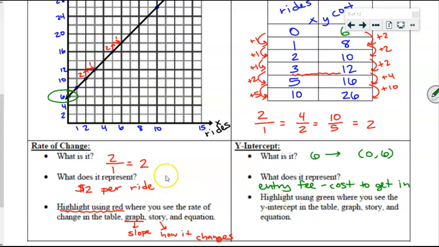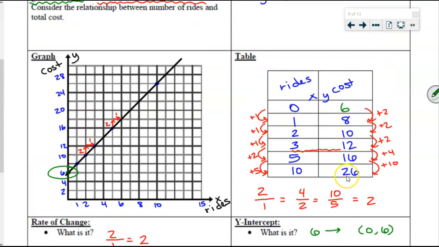We're going to highlight it using green, which I've already done most of the time. Where do I see it in the table? Did you notice that I did that in green? Yeah, I'm going to circle the whole thing in green, or if you have a highlighter, you can just highlight over that. It's 6 because the rides are 0.